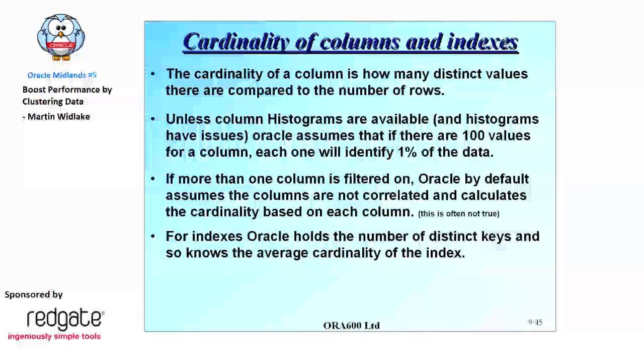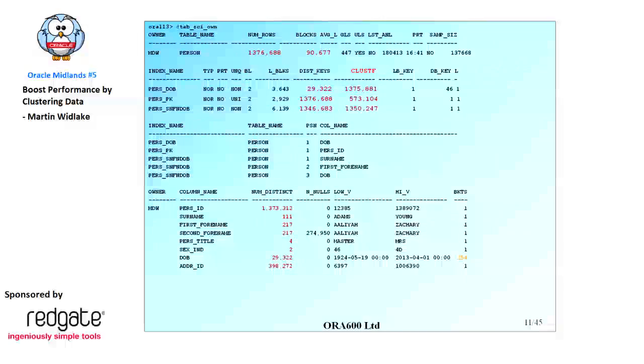I'm going to skip some slides. The words are there so that if you download the slides, which I've uploaded, you can read them. But a demonstration of them. So, you've got the person table. It's got 1,376,000 records in, and you can see the distinct number of keys. So Oracle can work out the cardinality because they're indexed. And if they're not indexed, if you've just got the number of distinct values, Oracle just uses that. That's what Oracle uses to get its cardinality.